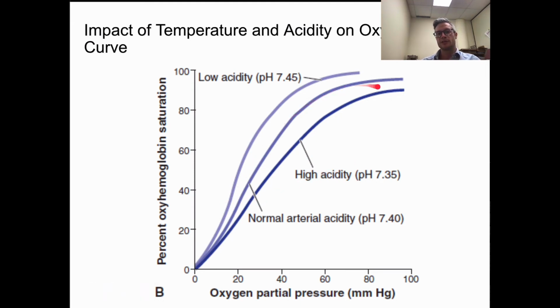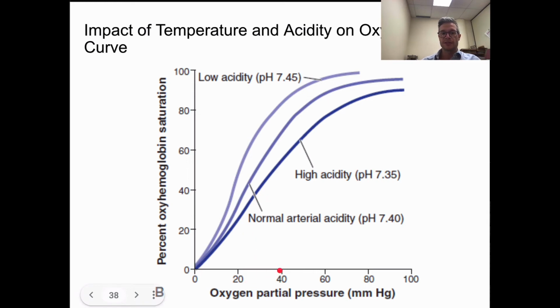So we have our normal dissociation curve here. We have a higher acidity. Again, higher acidity is associated with increasing exercise. And sure enough, we have a shift to the right here, which again decreases oxygen affinity and increases oxygen unloading.